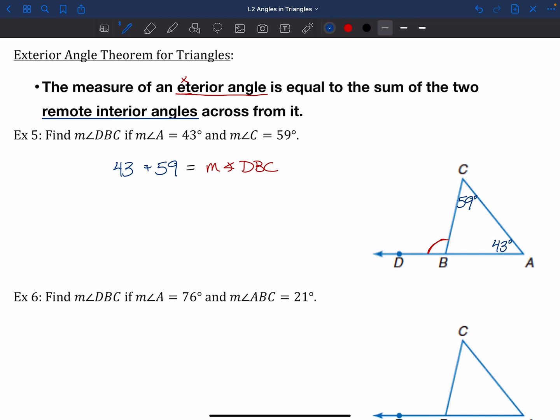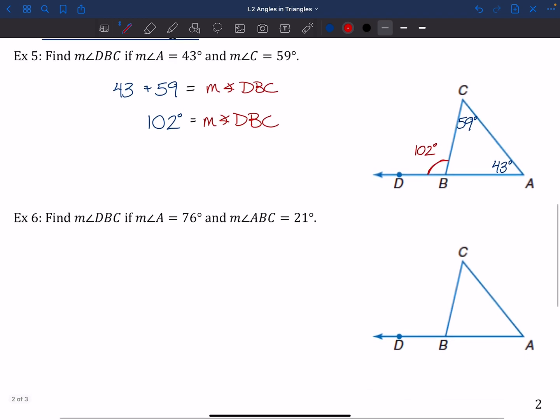So let's just add them together. 43 plus 59 is going to be 102 degrees. That is the measure of angle DBC, right? And that's all we got to do, right? Once you figure that out, if it makes you feel warm and fuzzy inside, you can add in that part to the diagram, make sure that that's 102 over there, right? And that's all we got to do, right? What I'd like you to do is try out the next one.